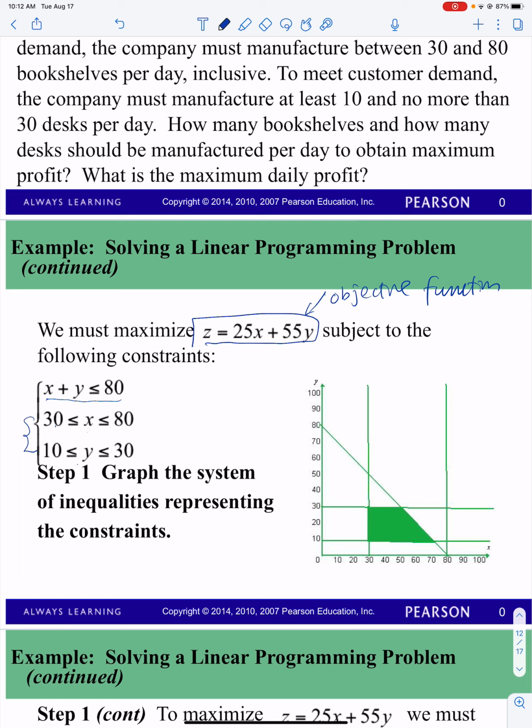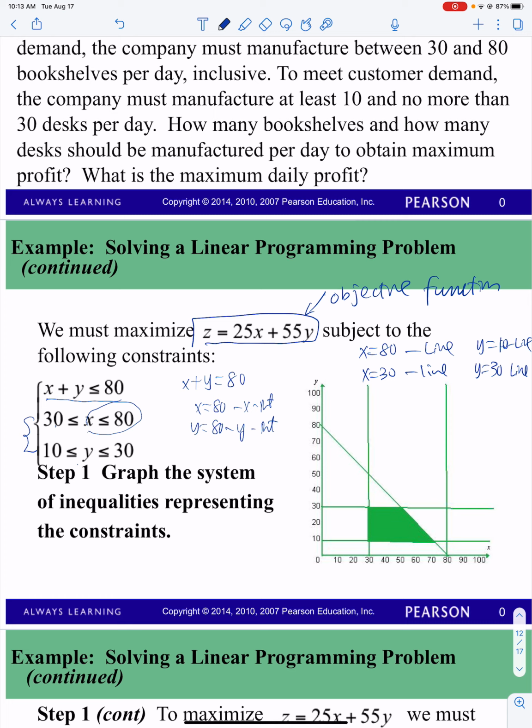So x plus y is less than or equal to 80. How could we make the graph? You always start with x plus y equals 80. So x equals 80 is the x-intercept, and y equals 80 is the y-intercept. Are you with me? Then you draw the line x equals 80, the line x equals 30, the line y equals 10, and the line y equals 30.